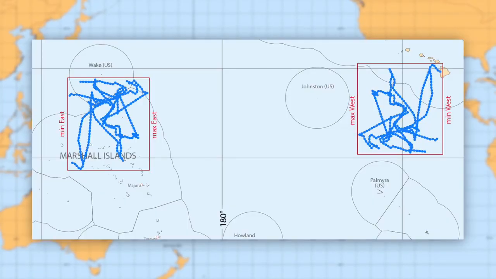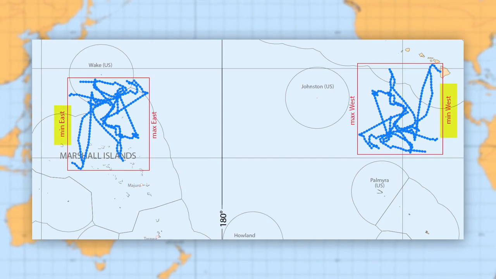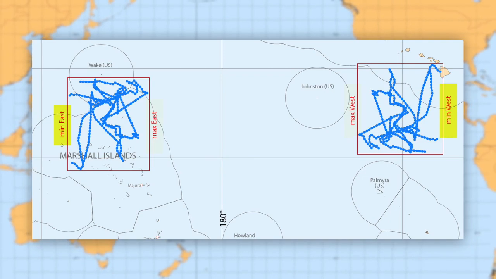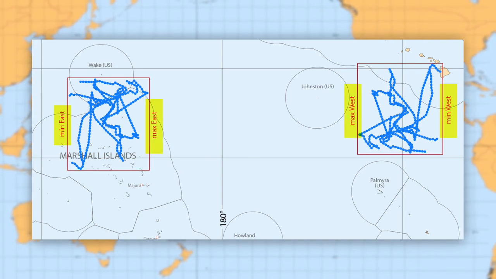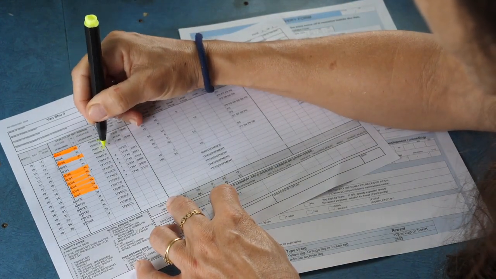Now for the longitude fields. If all the sets were deployed in the eastern longitudes or in the western longitudes, the minimum longitude is equal to the lowest number in east or west degree value, and the maximum longitude is equal to the highest number in east or west degree value. In this example, all the sets were deployed in the eastern longitudes.